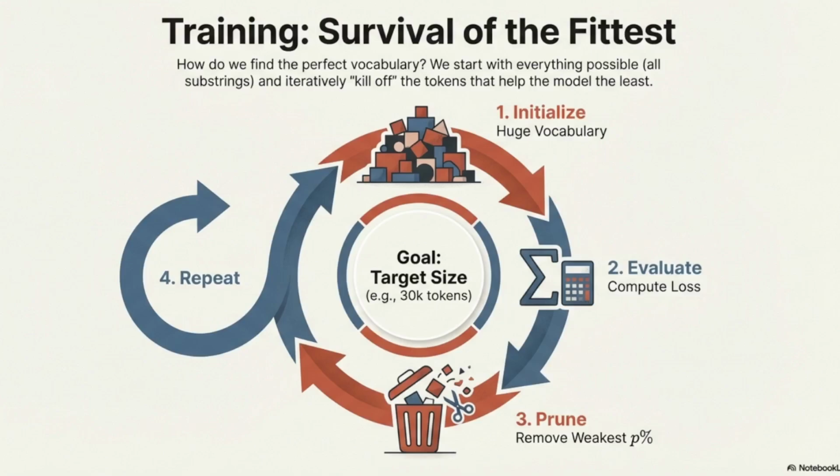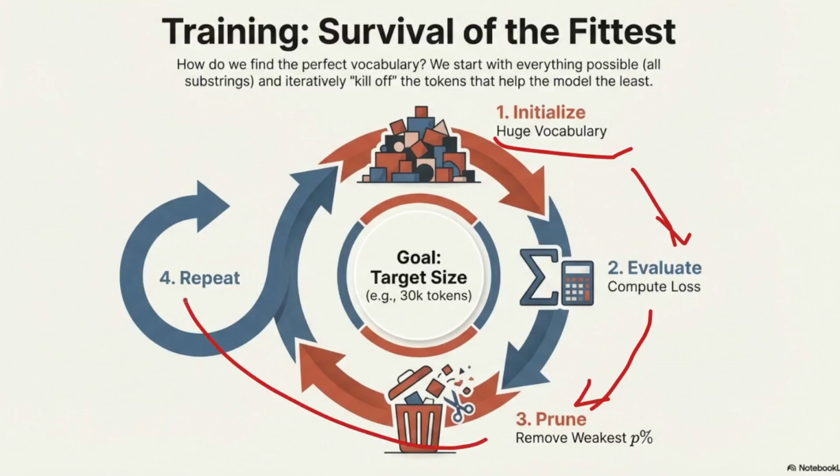Now that we know how to tokenize, how do we train the model to get the perfect vocabulary? We use an iterative loop. We start with a big vocabulary, and then we compute the total loss over the data using the current vocabulary, and then we figure out which symbols are less needed and remove a percentage of them, and then we repeat. We do this until we hit our target vocabulary size.